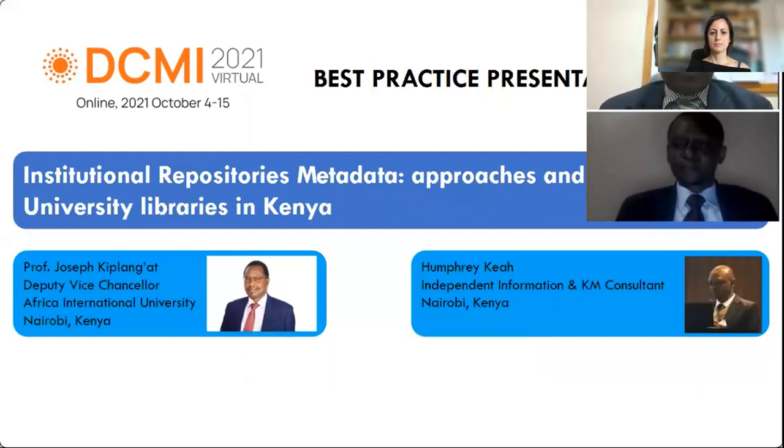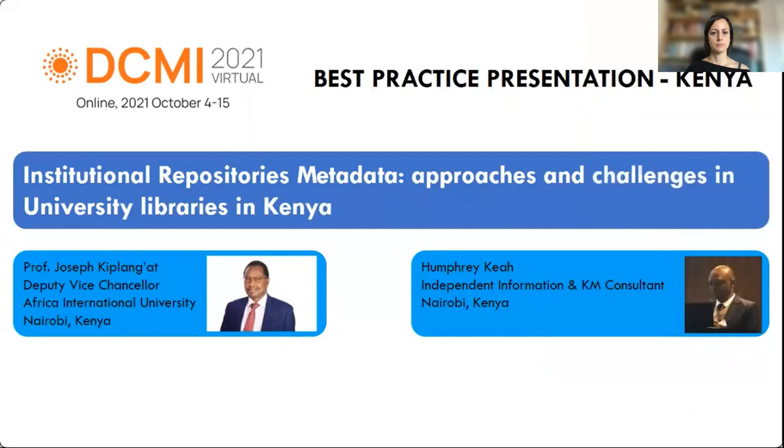Good morning. First, I want to thank the organizers of this DCMI conference of 2021 for inviting us to make a presentation under the sub-theme of best practice presentation from Kenya. The title of our paper is Institutional Repositories Metadata, Approaches and Challenges in University Libraries in Kenya. My name is Joseph Kiplang'at, and my co-presenter is Humphrey Keah.